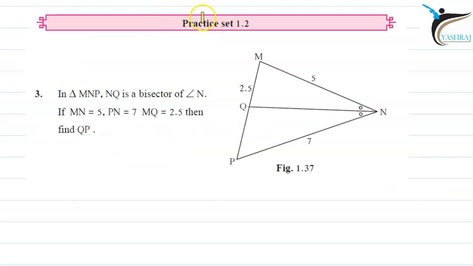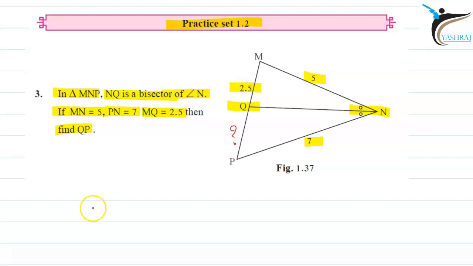Now look at the third sub question in practice set 1.2. We have triangle MNP. We have already been given the figure. NQ is a bisector of angle N. Look at angle N and NQ is the bisector of it. That's why the same symbolic representation is given. If MN equals 5, PN equals 7, MQ equals 2.5, then try to find QP. So I will put a question mark over QP.